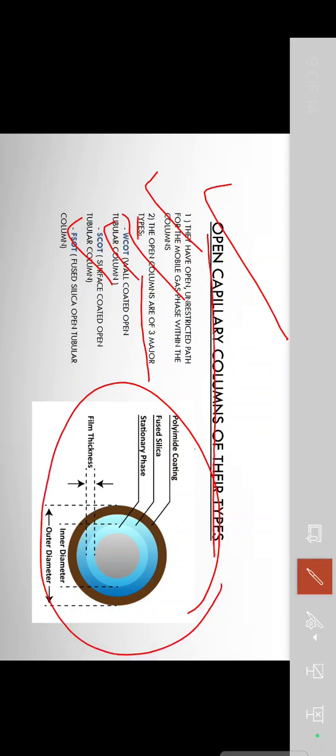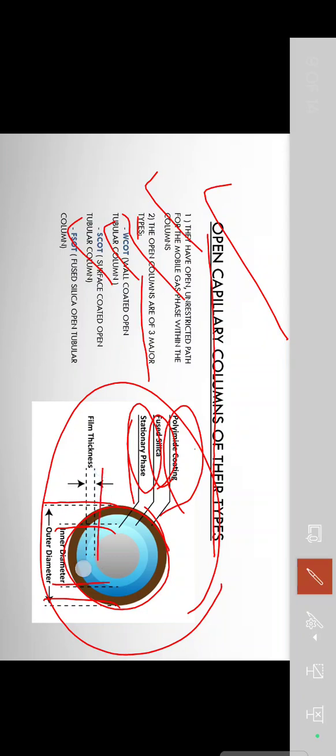How it is shaped: this is the outer lining, that is a polyamide coating. Next to the polyamide coating is fused silica. Next, the stationary phase. This is your outer diameter, this portion is the inner diameter, and this portion is the film thickness. Okay, let's move further.